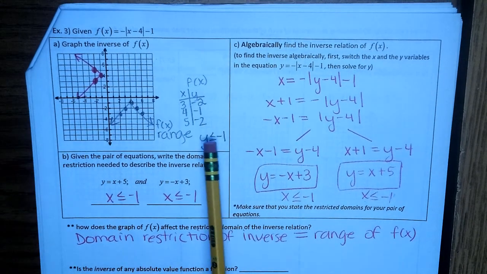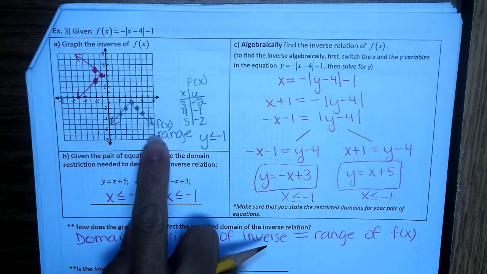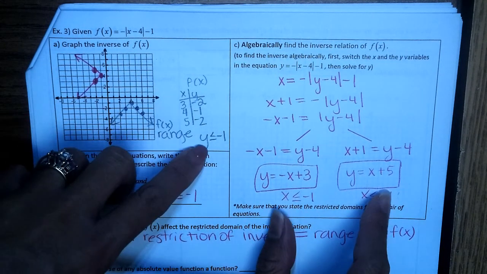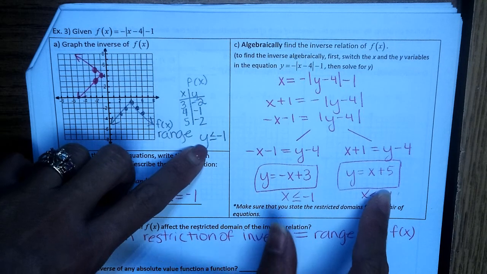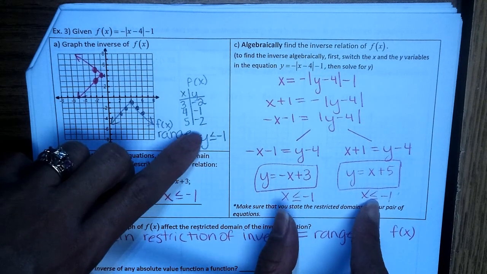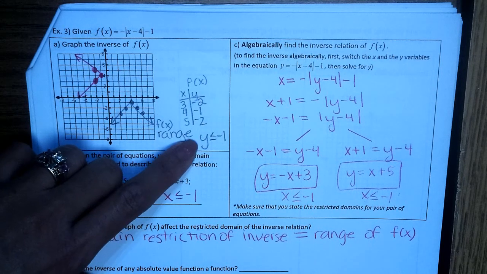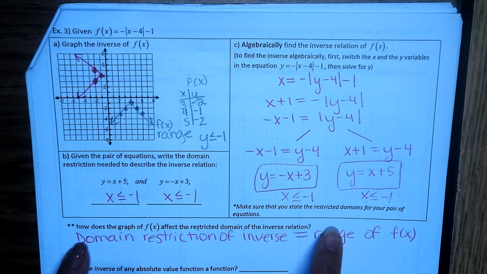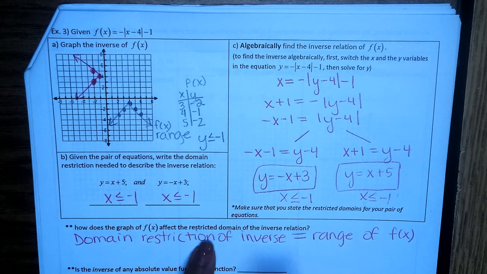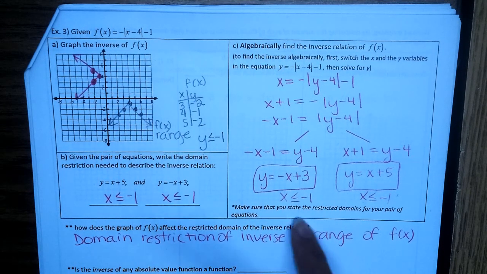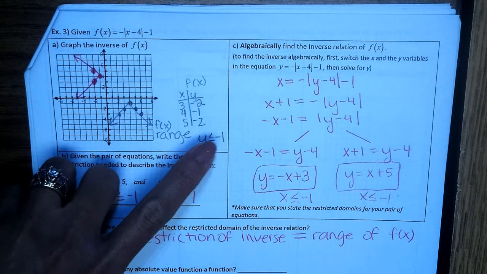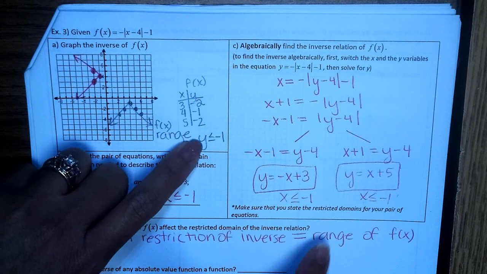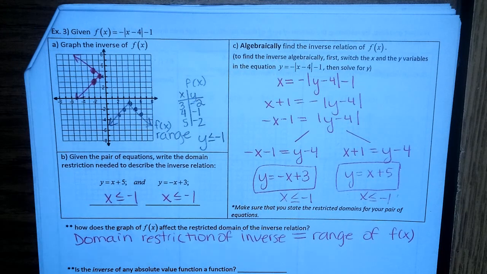So there it is. This is the range of f of x, and that's going to be the domain restriction. Instead of y is less than or equal to negative 1, notice how it became x is less than or equal to negative 1, because when you switch from f of x to the inverse, you switch the x and the y. So that's what this question means. The domain restriction of the inverse, x is less than or equal to negative 1, is the same thing as the range of f of x, y is less than or equal to negative 1. Just switch the letters.